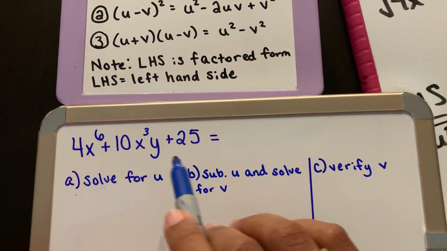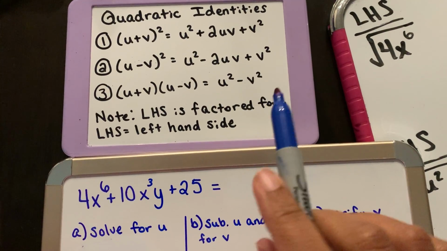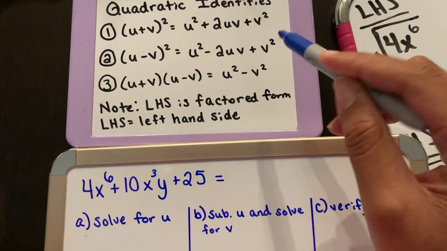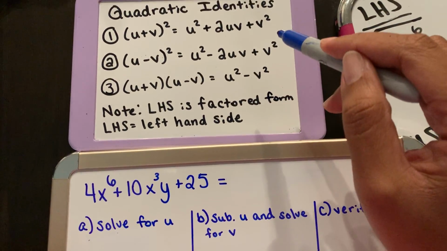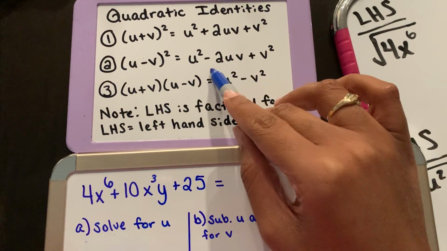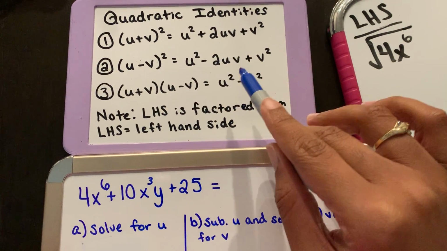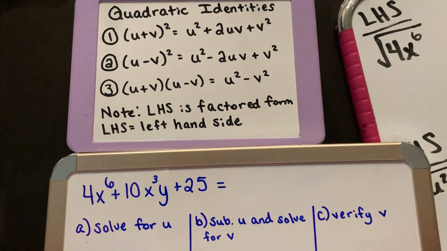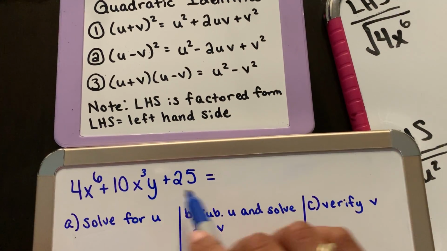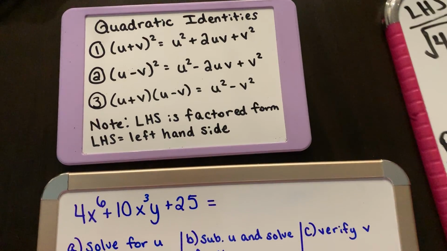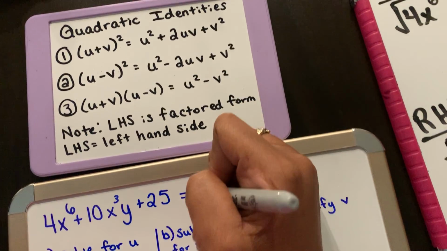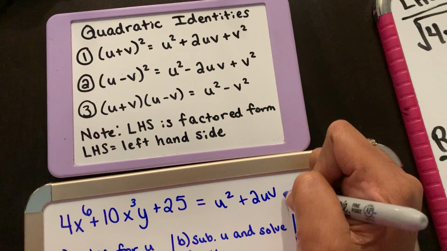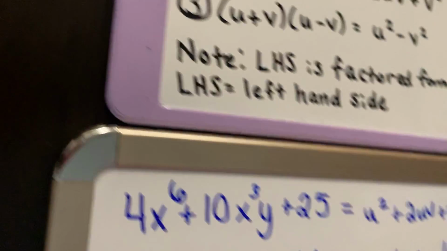If we look at this problem and we look at our identities, we see, once again, the first one would work for us because it has 3 positive terms. The second one probably wouldn't work because of this minus for the middle term. And then the third one definitely wouldn't work because it only has 2 terms, and the last term is negative. So we're going to set this equal to u squared plus 2uv plus v squared.